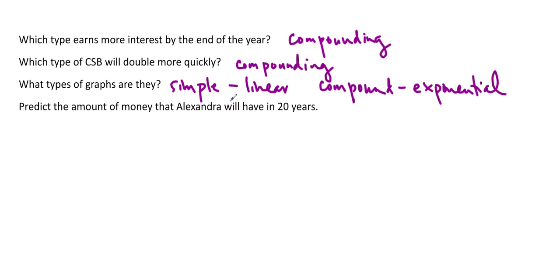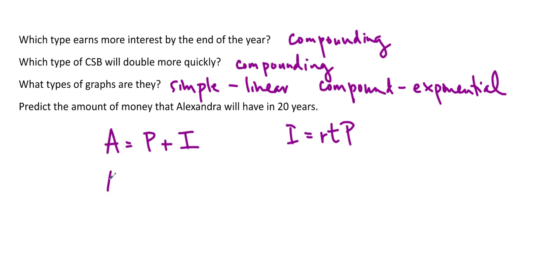Predict the amount of money that Alexandra will have in 20 years. So we want to create a formula for that. The amount is going to be the principal plus the amount of interest, okay? Interest is going to be the number of years times the rate, right? Because it's linear. So we would just multiply the rate times the time times the principal. Okay, so that is the amount of interest that we earn.